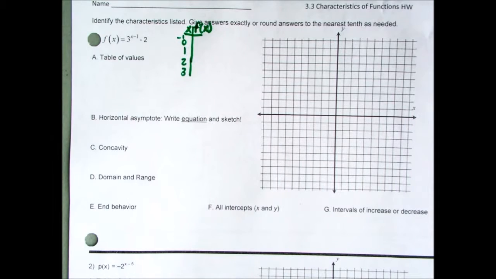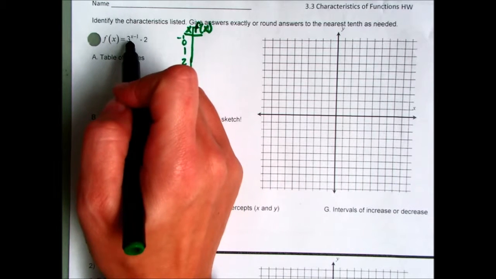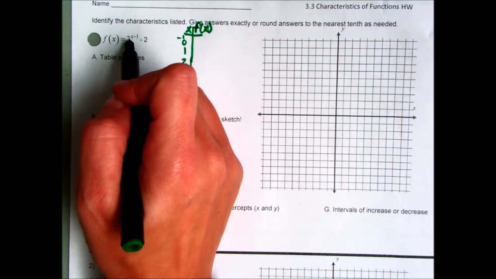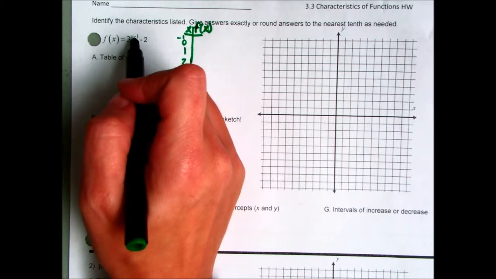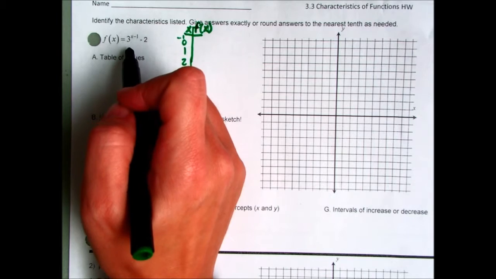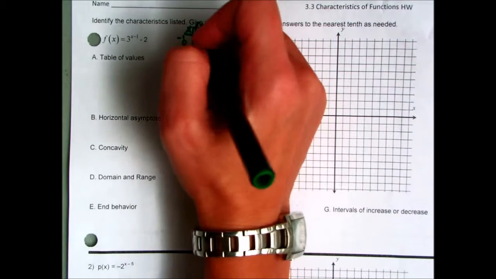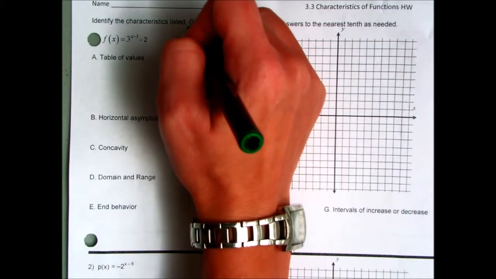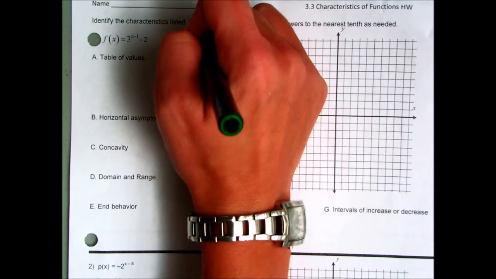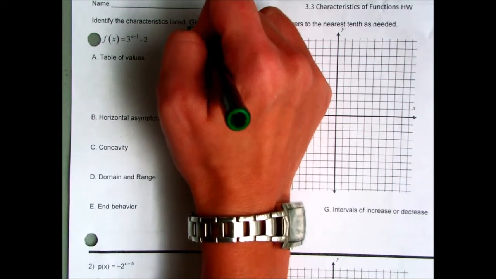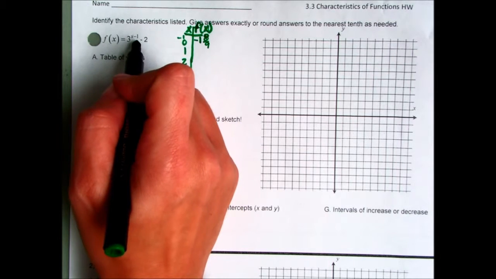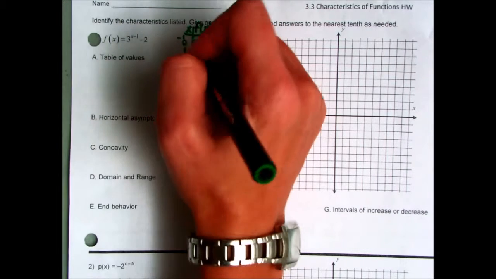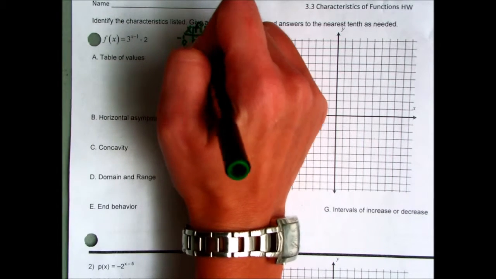So this is my table of values. So you can plug it in. If we put a negative 1 in here, negative 1 minus 1 is negative 2. 3 to the negative second power is really equal to 1/9. And 1/9 minus 2 is going to be negative 1 and 8/9. And then we have, if we plug in a 0, 0 minus 1 is negative 1. And 3 to the negative 1 is really 1/3. 1/3 minus 2 is negative 1 and 2/3.